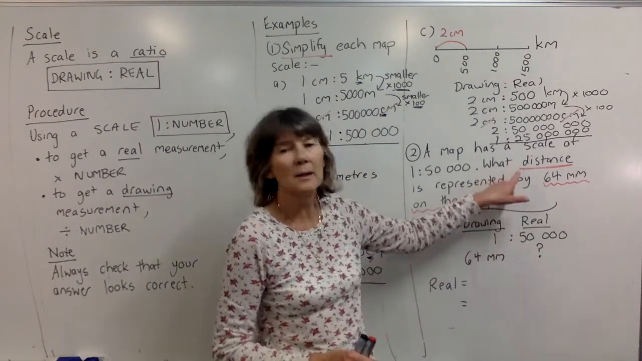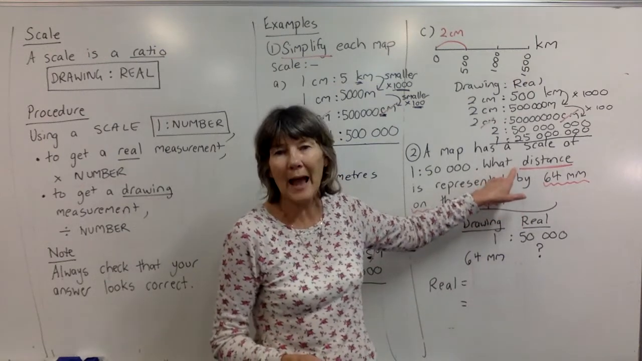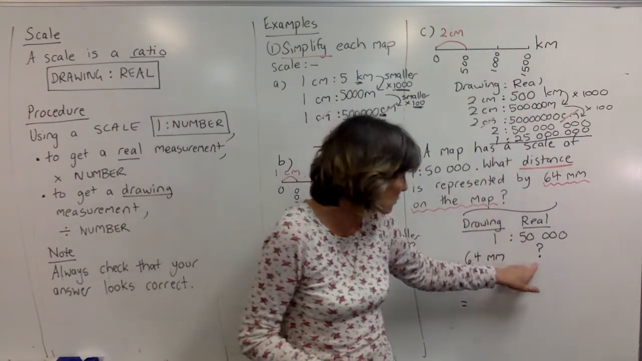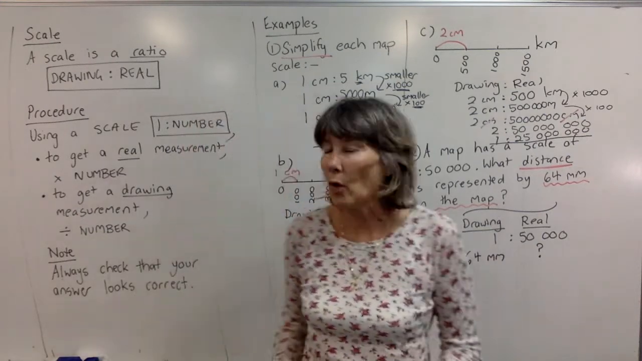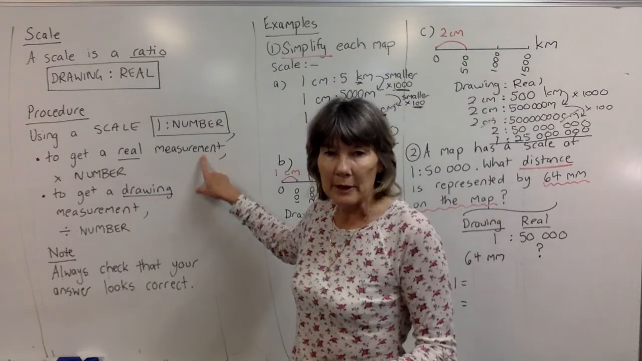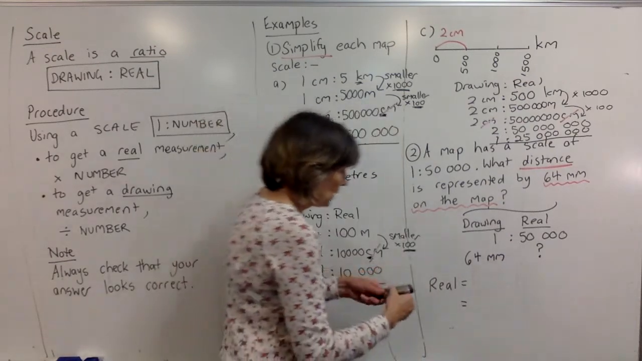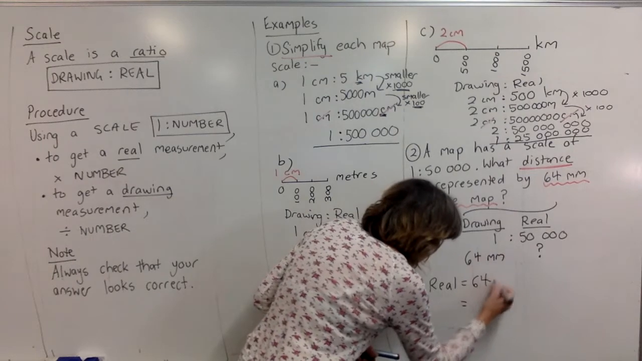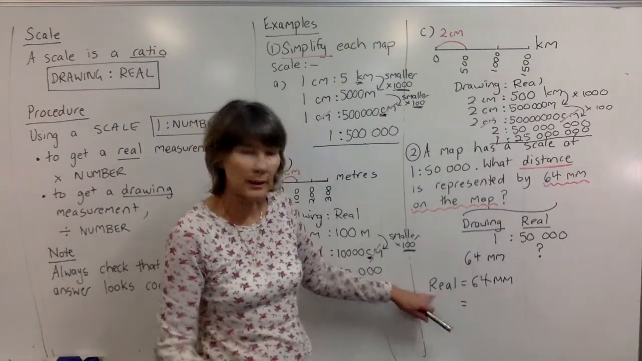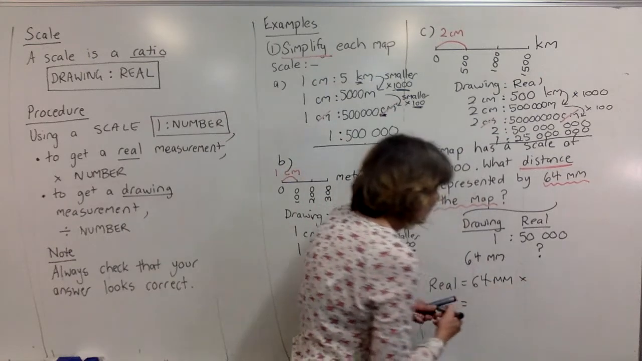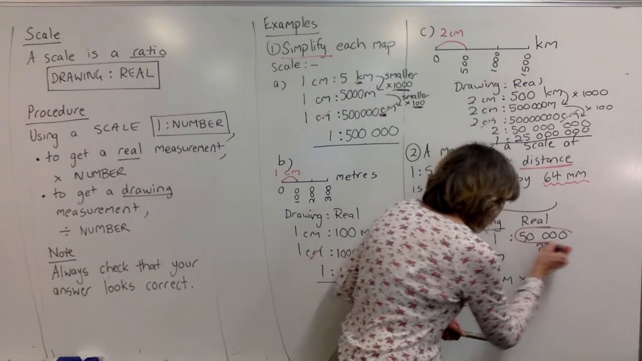Now, they don't always make that obvious, but they want to know the real or the actual distance. So that's what we're trying to find. So remember what I said before. If you're trying to get a real measurement, we're going to times by that number in the scale. So I'm going to write my 64 millimetres down. And because I'm trying to get a real measurement, I'm going to times by this number here in the scale, 50,000.